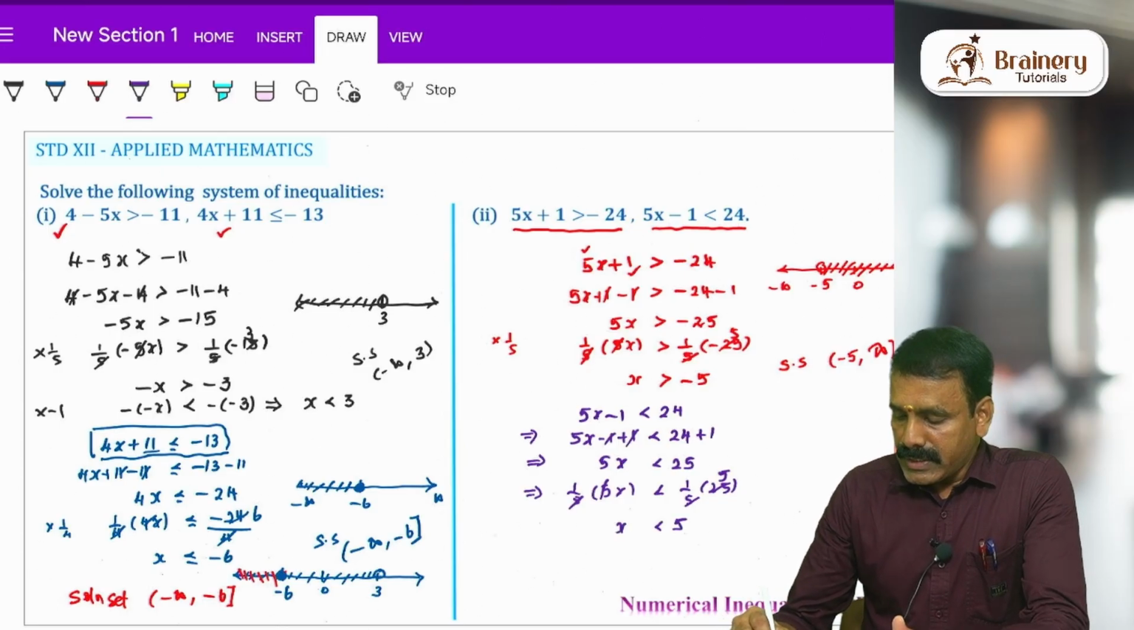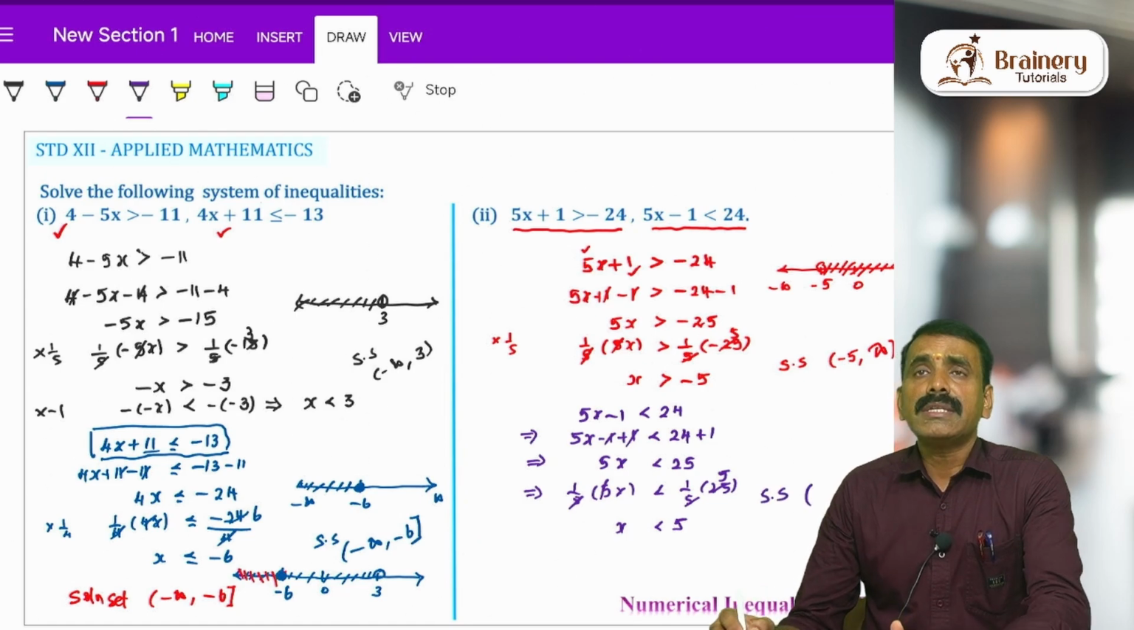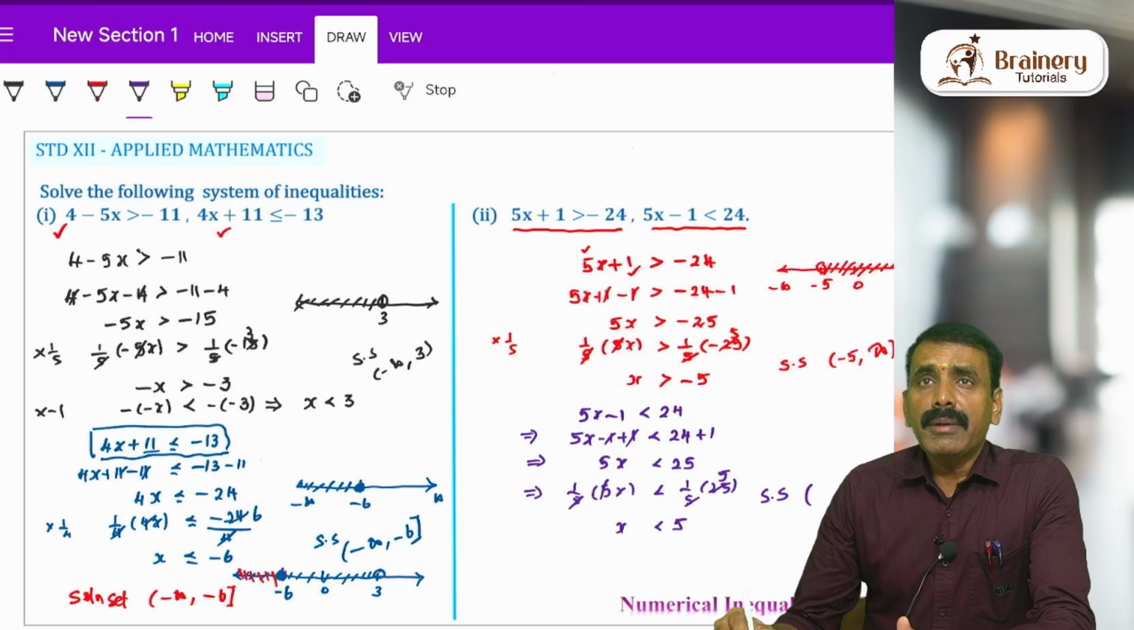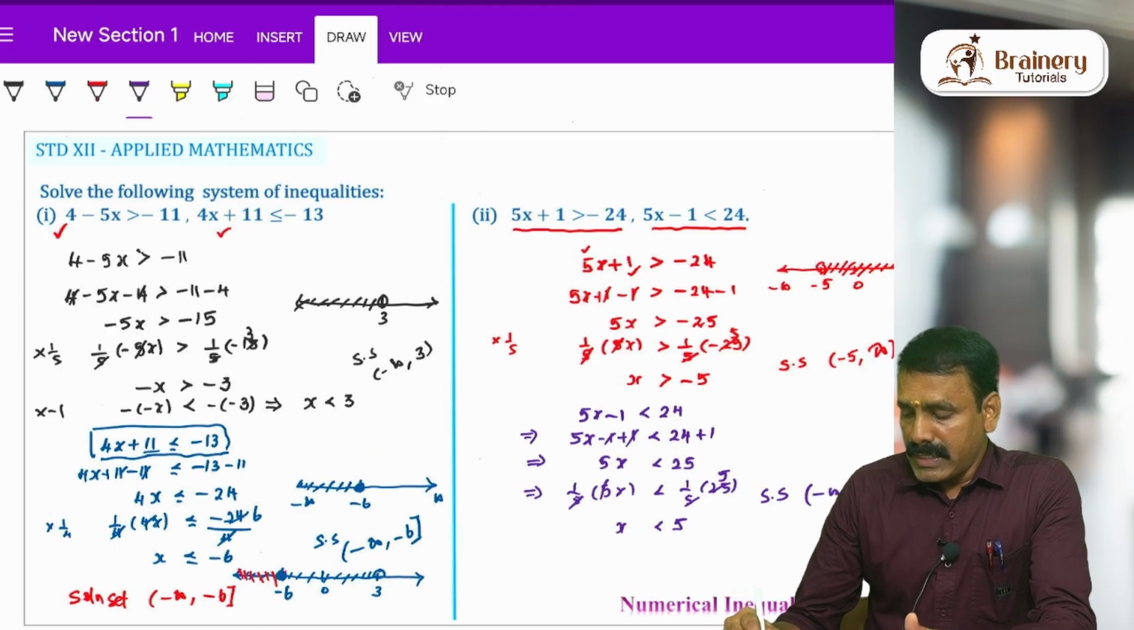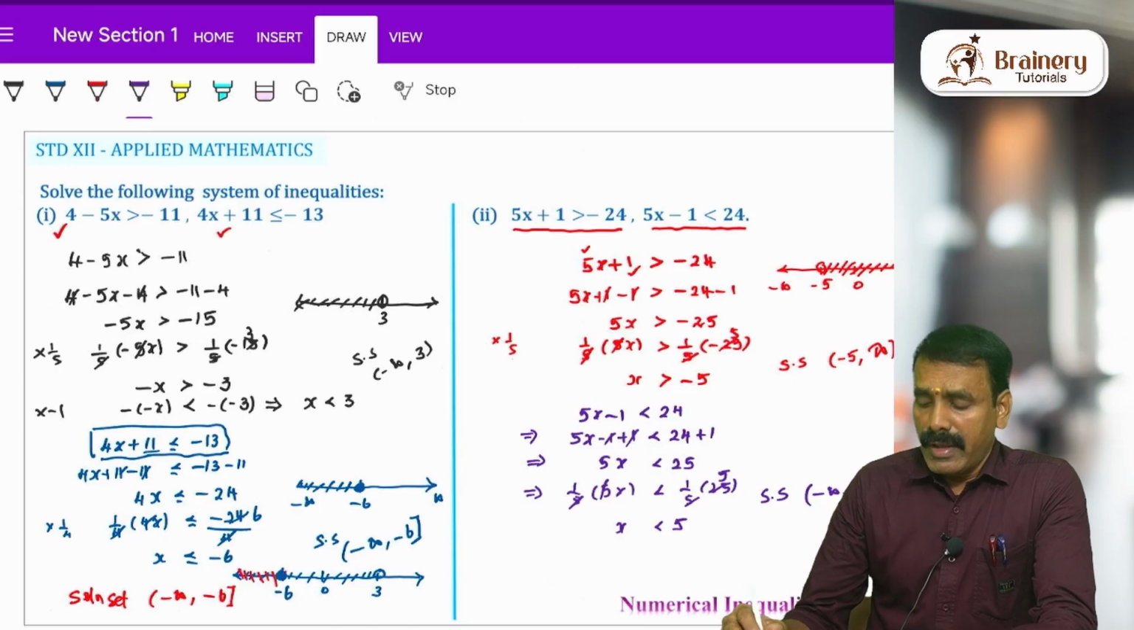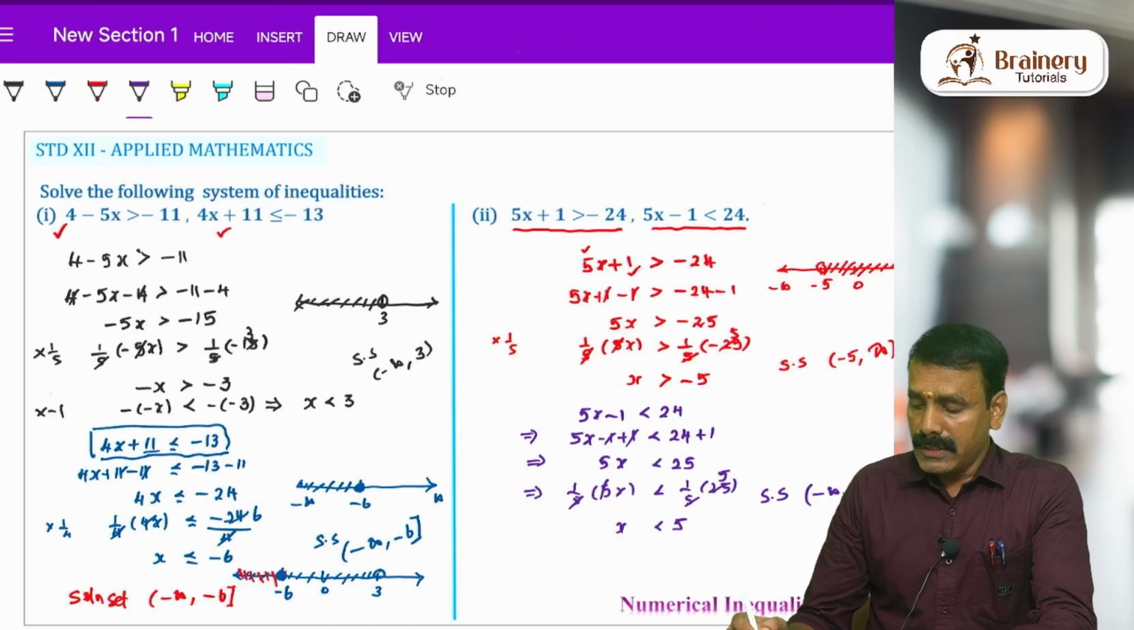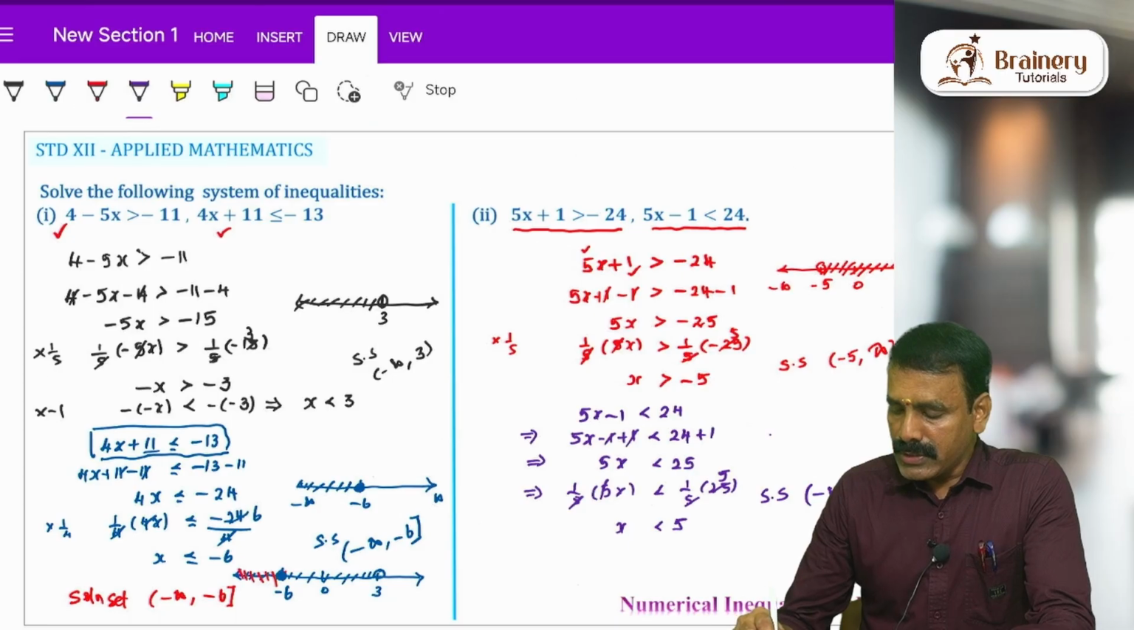Now what is the solution set? The solution set for this expression will be any number which is less than 5. So the upper limit is 5, and the lower limit will be any number less than 5, so it is minus infinity. So minus infinity to 5. Here also it is open because we have a strict inequality. Is it clear?